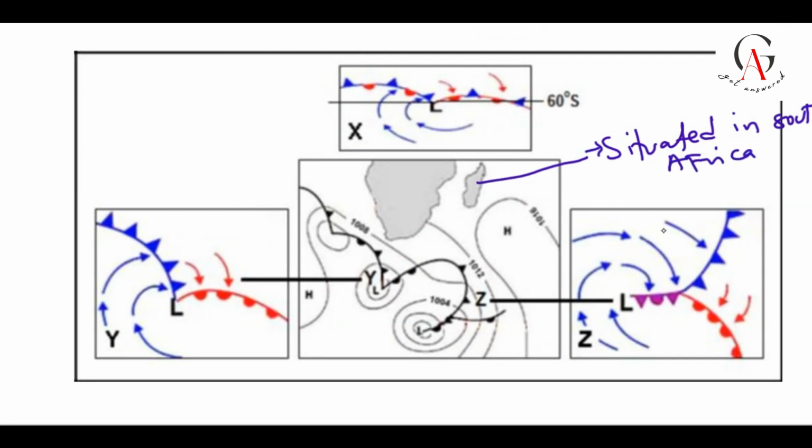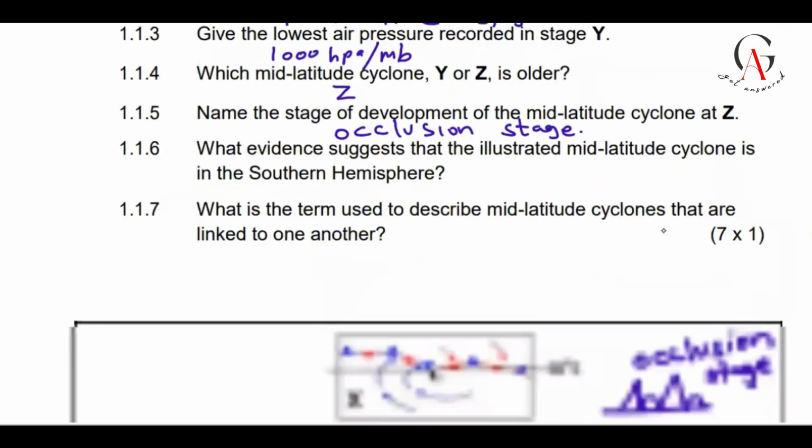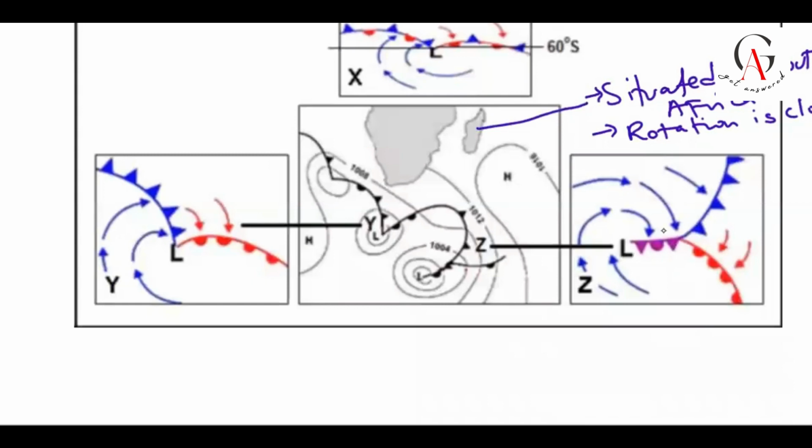Okay. Can I as well talk about the rotation? Rotation is clockwise. Sorry. Rotation is clockwise. As you can see here, you see the arrows which are rotating in a clockwise direction, and this is typical of low pressure cells in the southern hemisphere. All right.